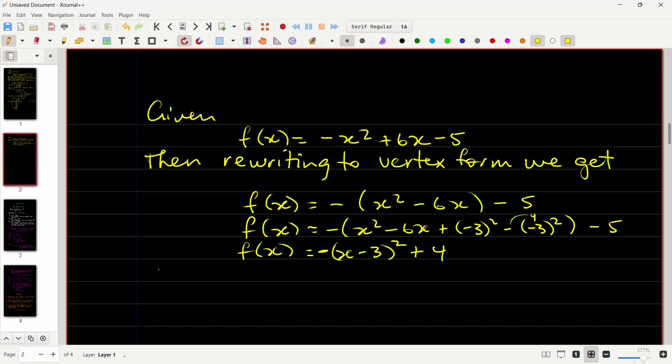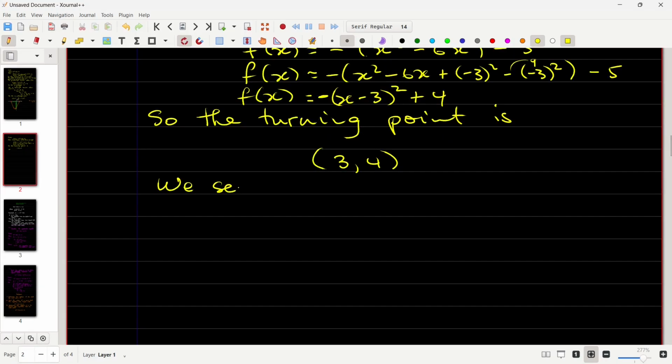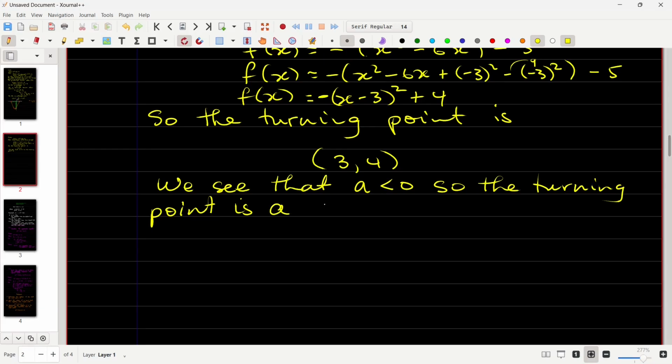And that's our function. So the turning point, and I'm going to put that turning point here, is 3, 4. We see that a is less than 0, so the turning point is a maximum point.